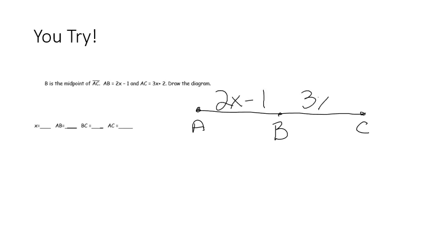You try one, but first I'll help you with the diagram. B is the midpoint of AC. And we'll pause the video. It's very much like the last problem, friends. So try setting it up and solve it.